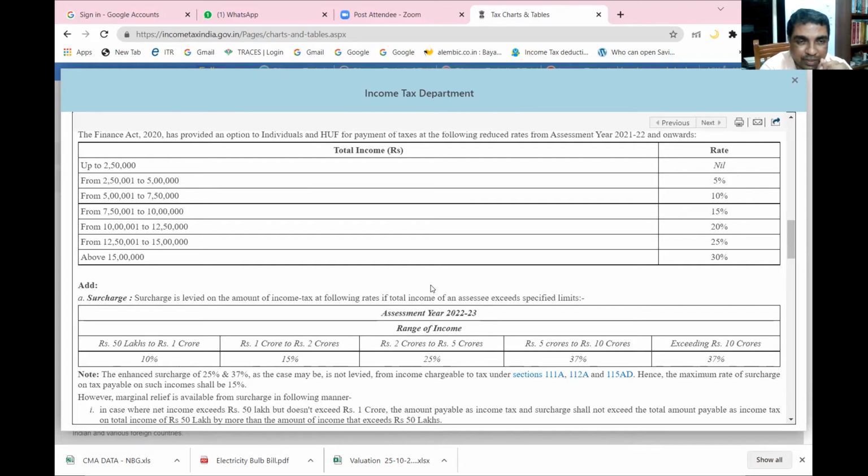Yes. Okay. Friends, this is an optional scheme, meaning it's not necessary that you go for this new scheme at a concessional rate. This is an option given to you. If you want, you can opt for this new scheme. Would you like to opt for it? Rates are low. What do you think? Yes, sir. Maybe, if rates are low.